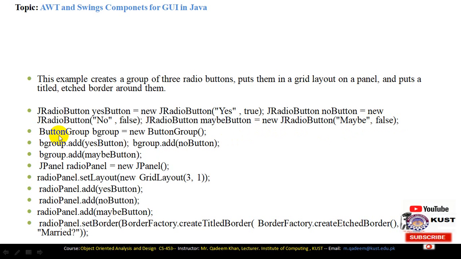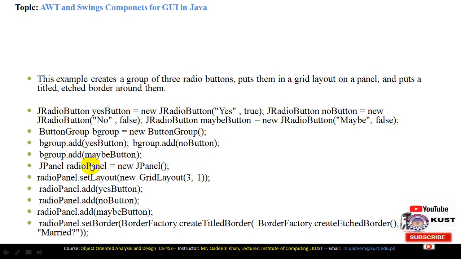Now we will define the button group, new ButtonGroup. Here we have defined the group. We will add all these 3 radio buttons into this bg group. So bgGroup.add(yesButton); bgGroup.add(noButton); and bgGroup.add(maybeButton); Now we will define the JPanel for the radio buttons.